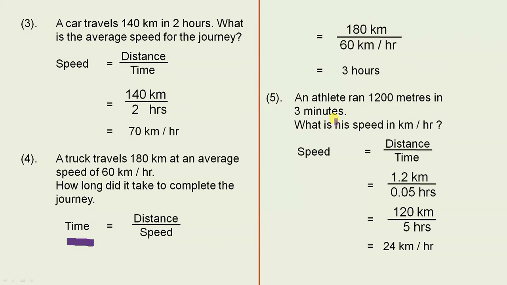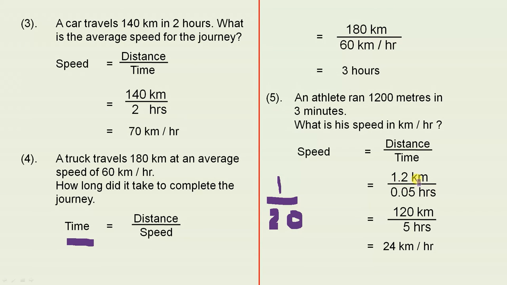Now the time is 3 minutes, which is 3 over 60 hours, because there are 60 minutes in an hour. If you cancel down 3 over 60, you get 1 over 20. So that's 1/20th of an hour. That's the 3 minutes. Now, 1/10 of an hour as a decimal is 0.1. But 1/20th is half of that, so it's 0.05 hours.